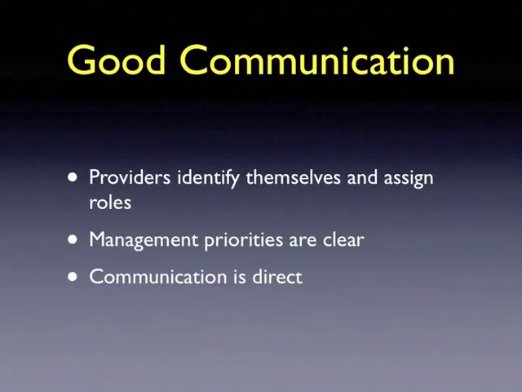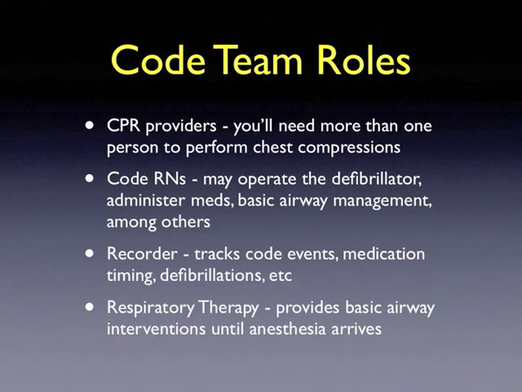This vignette shows a number of more effective communication strategies than we saw in the previous code. The providers refer to each other by name or by title, and role assignments are made clear. Communication is direct, and management priorities are clear to all providers. The following are the essential roles which must be filled in order to create an effective code team.